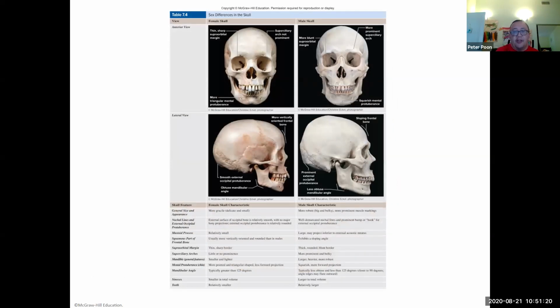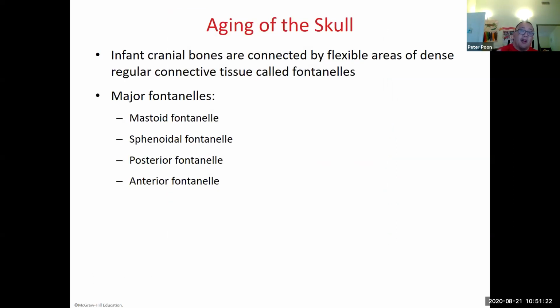That's the difference between males and females. The female skull looks more gracile, smoother, more childlike. The term is actually pedomorphic.